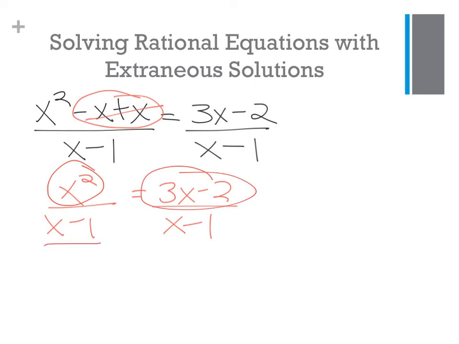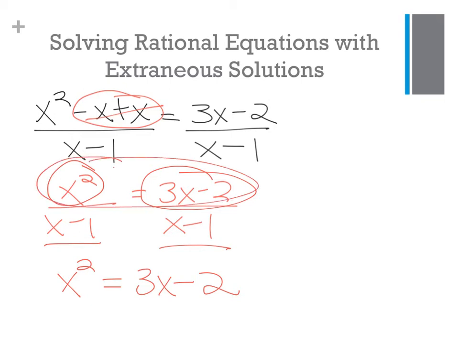So only when the denominators are the same in my proportion, when two fractions are equal to each other, then my numerators are equal to each other. So I can state that x squared equals 3x minus 2. The only time I can set these numerators equal to each other, again, is when my denominators are equal. So I'm going to solve this resulting equation.